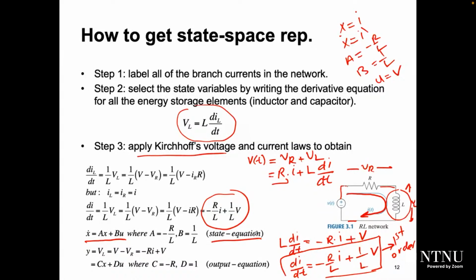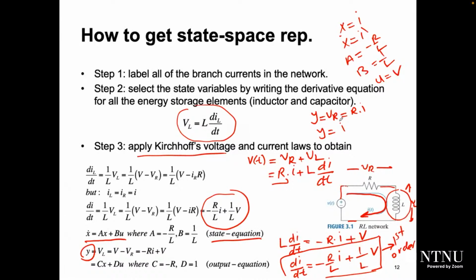Now we need to write an output equation. In fact, the output equation is based on the output which you want to measure. Maybe someone wants to measure the voltage across R. So in this case, the output equation will be VR, and VR is R multiplied by I. So I can have multiple output equations. But it could be just I. So in this case, Y will be just I, because I'm interested in measuring the current in this loop.